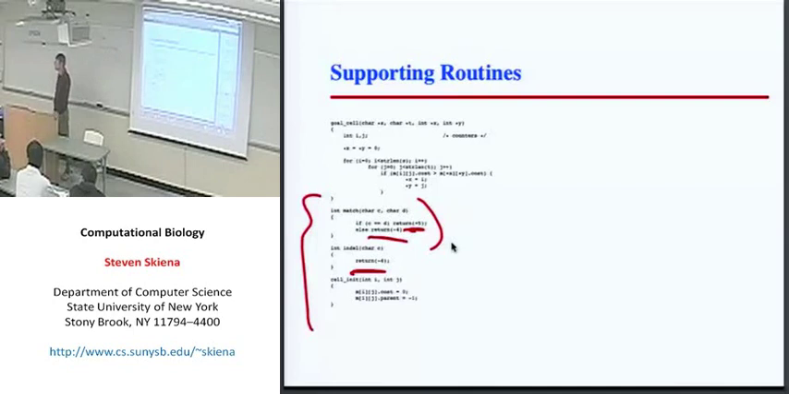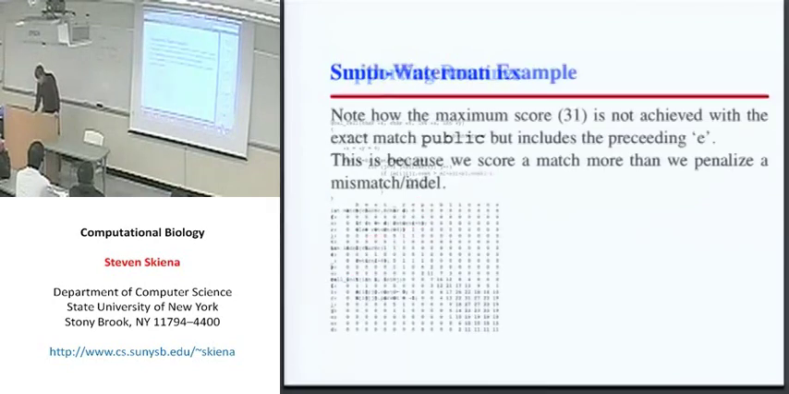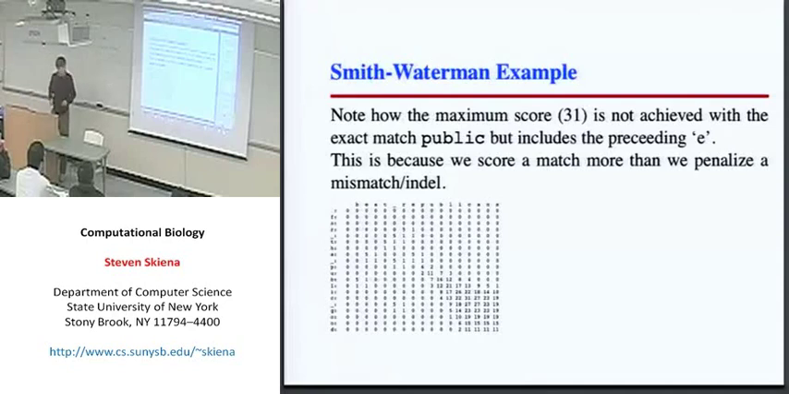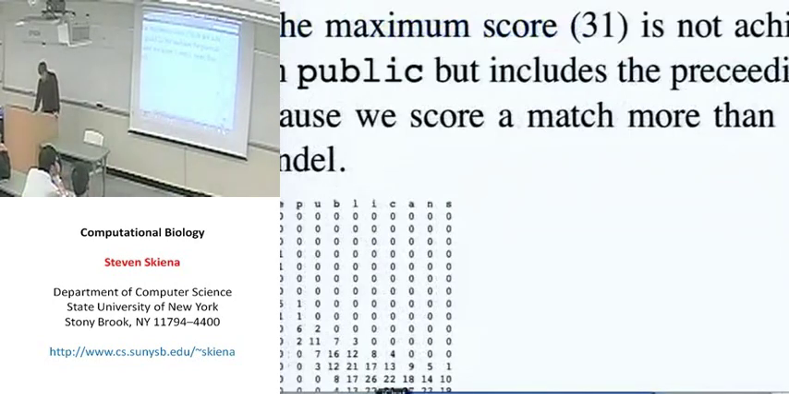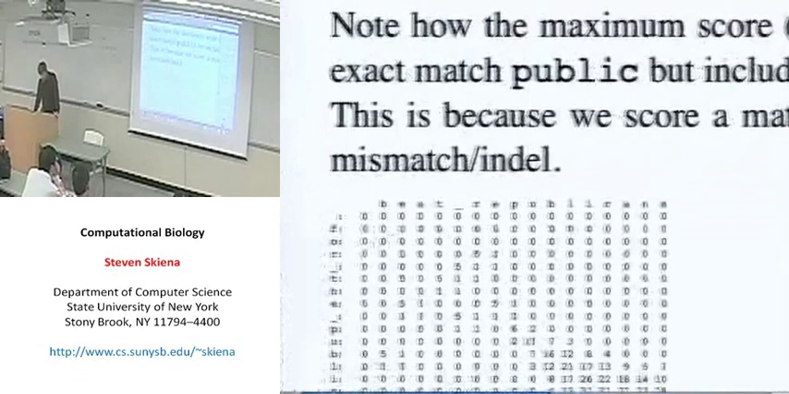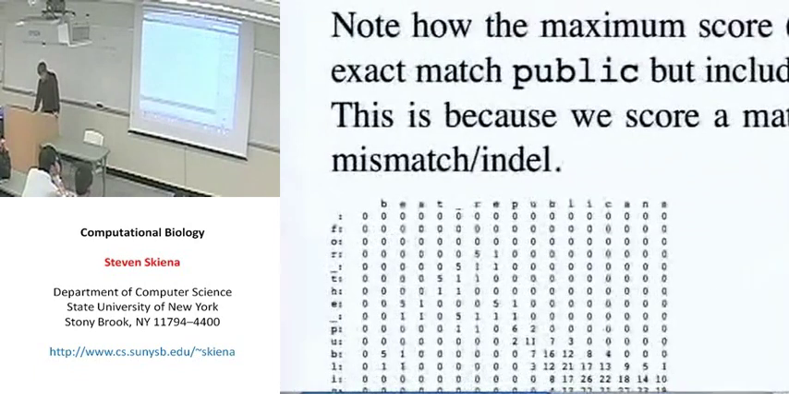You keep the index for where it ends. Well, so how do you know where it begins? So how do I know where it begins? Well, what I'm going to do here is the following. Let's look at an example now. Here is a matrix where I took two strings, and I asked to find where is the local similarity. I used those cost matrices.